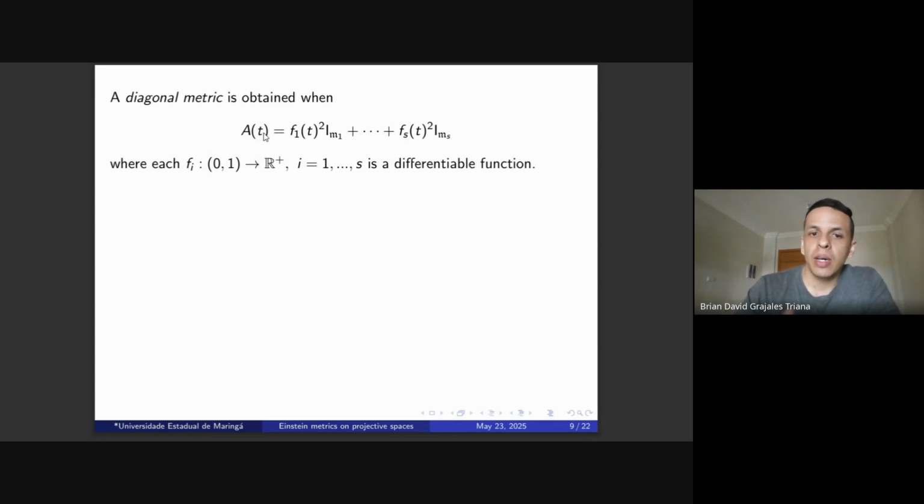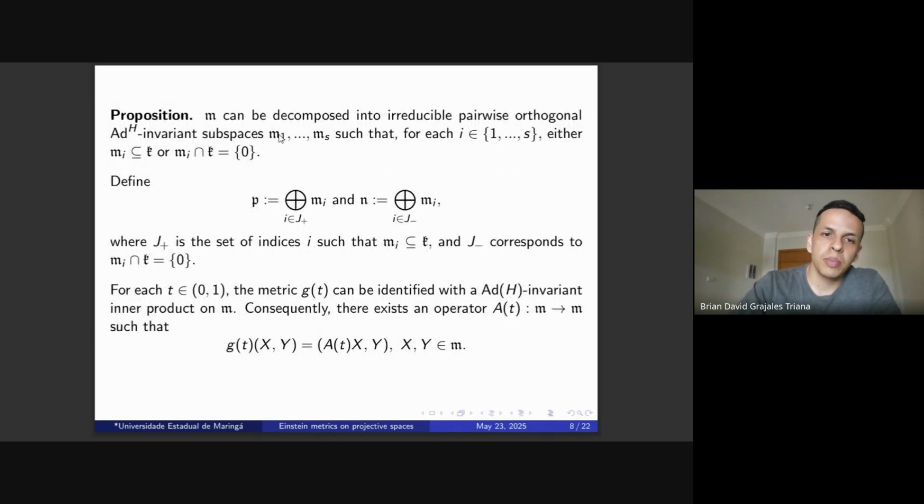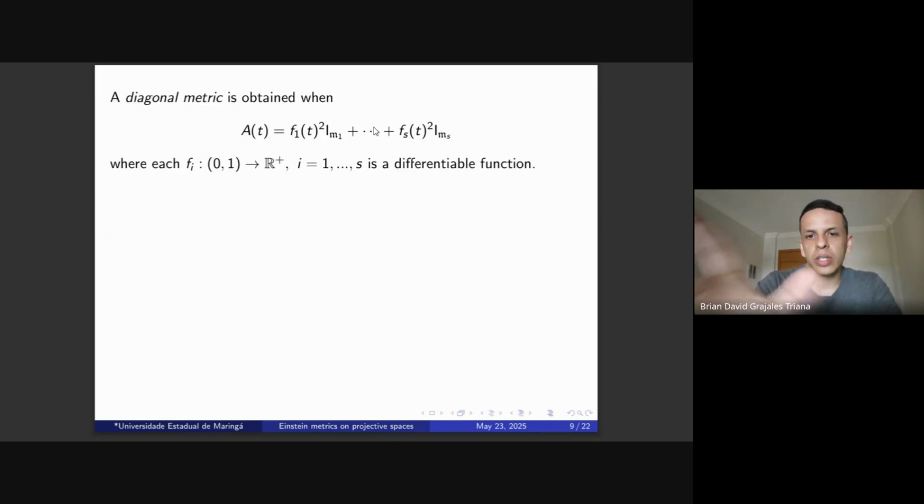If, for example, we have some equivalences between these submodules, we can have other types of metrics, but we are not dealing with that case in here, okay? Because in the example I'm going to give in the complex projective space, that is not the case, okay?